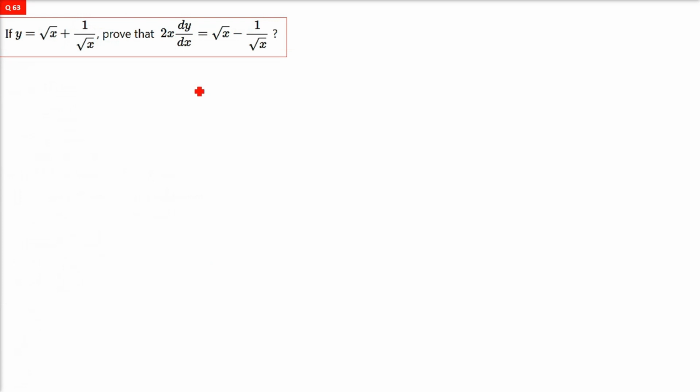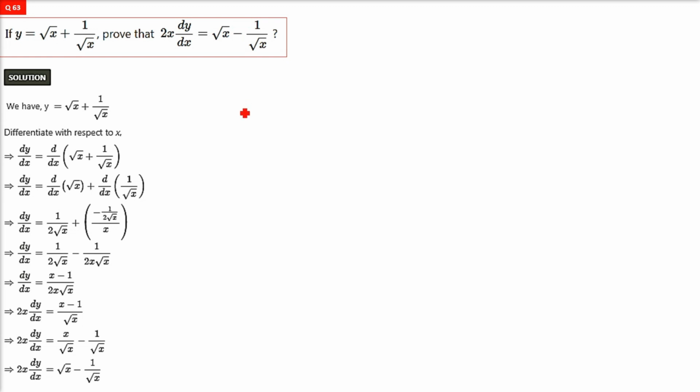Now this also has the same flavor as we have done already. So y is under root x plus 1 by under root x. We have to prove that 2x into dy by dx is equal to under root x minus 1 by under root x. Let us differentiate. Root x gives 1 by twice of root x, and 1 by root x, I just told you in one of the previous questions, it is minus 1 by 2x root x, right?